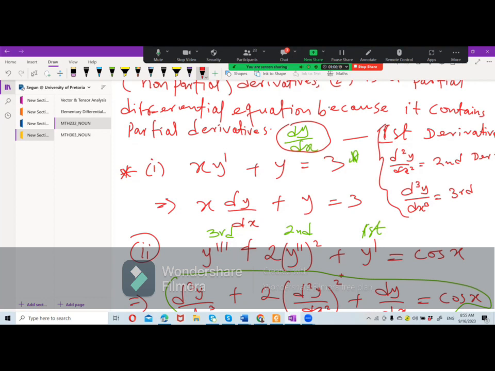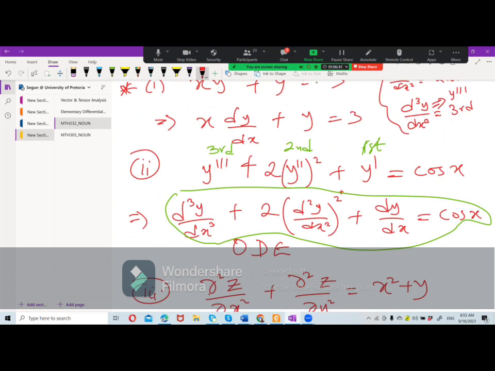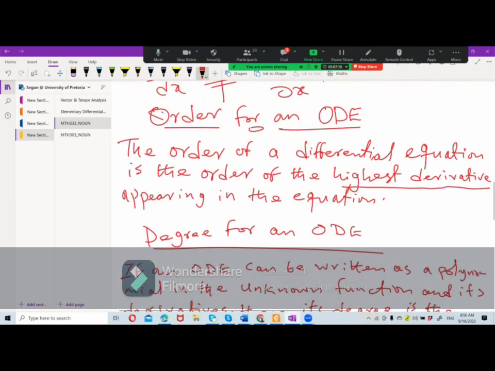Now, look at the first derivative, look at the second. We can also write this one as y prime prime, and this one as y prime prime prime. So that is why you see it in this format here. y prime prime prime means d³y/dx³ plus 2 y prime prime, which means second derivative, raised to power 2. And the last one says y prime, which means dy/dx equals cos x. So that is a derivative. Now, the definition says the order, please read again.